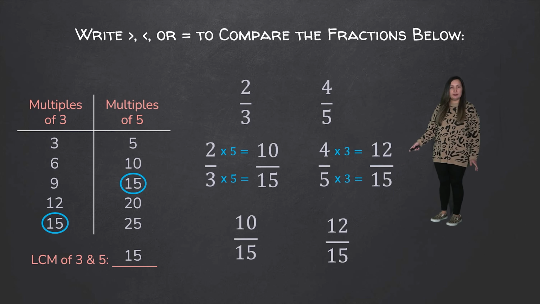And so we're going to rewrite them. And because the denominators are the same, we can compare. So 12 is bigger than 10, so that makes 10 over 15 less than 12 over 15, which means that 2/3 is less than 4/5.